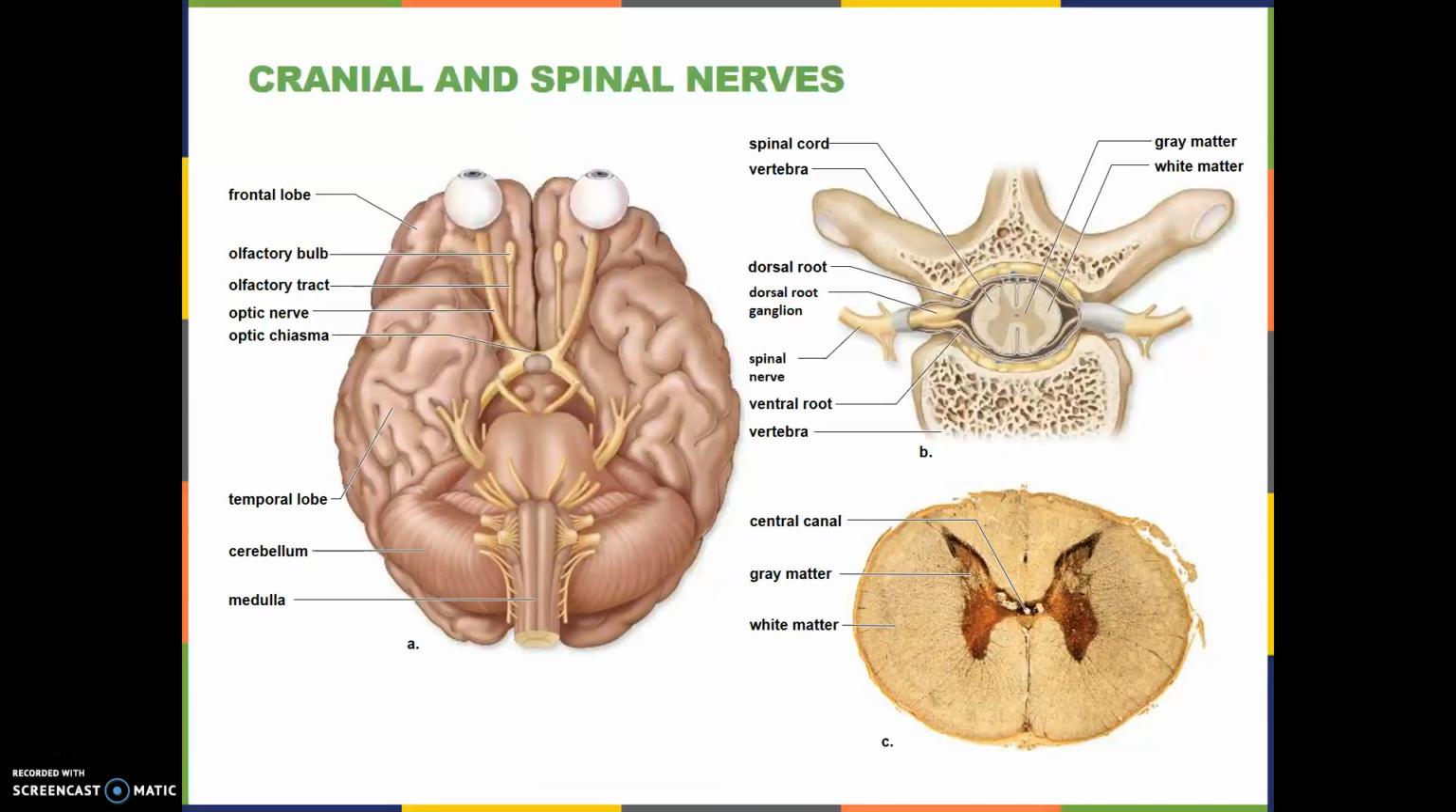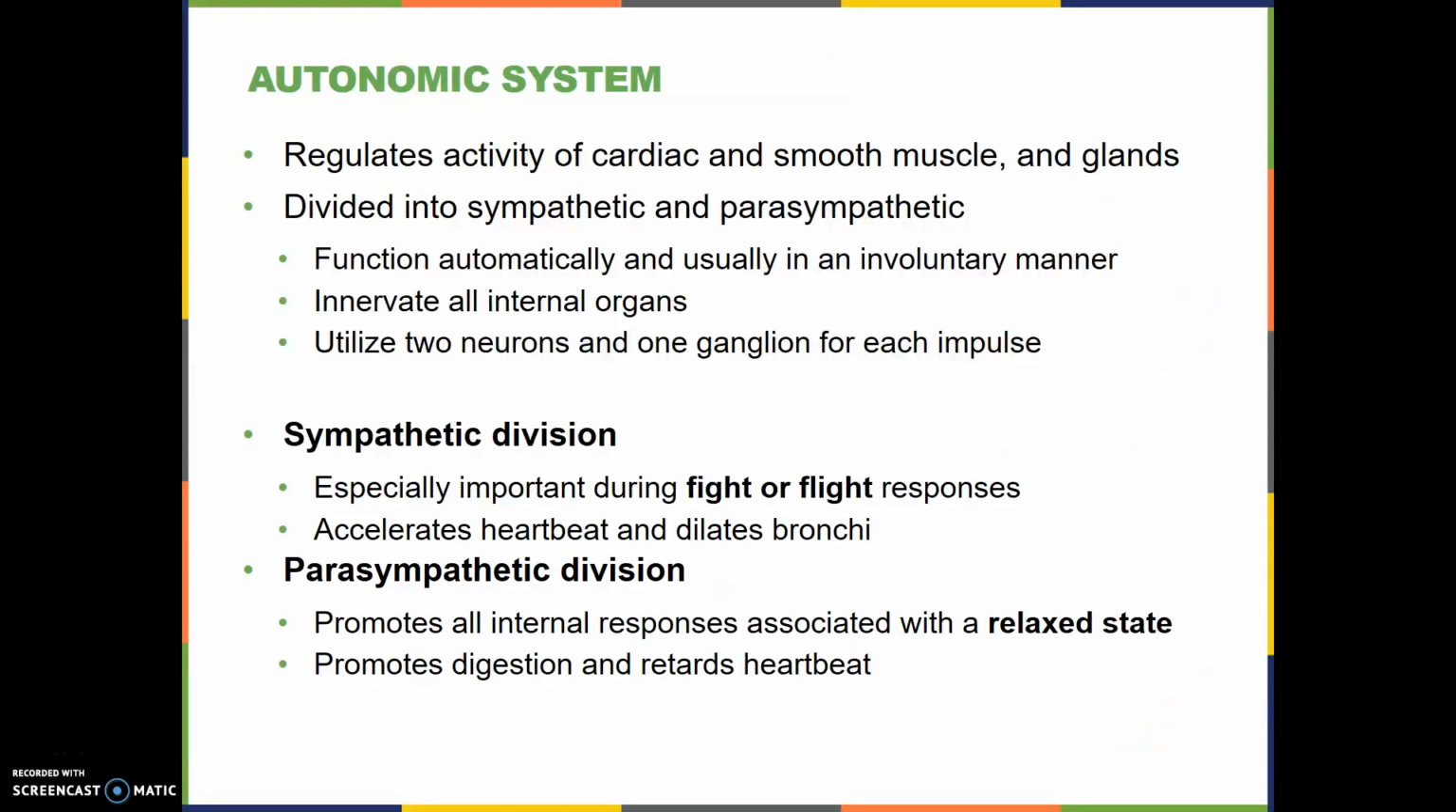The cranial and spinal nerves are shown. Well, some of them are shown here, but the cranial nerves, of course, extend from the brain, and the spinal nerves extend from the spinal cord. Okay, here we go. I think that slide was in the wrong place. I apologize. But the autonomic nervous system, the sympathetic division is important in fight or flight responses.